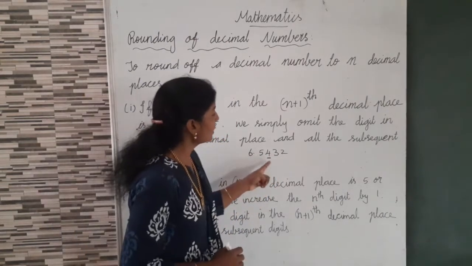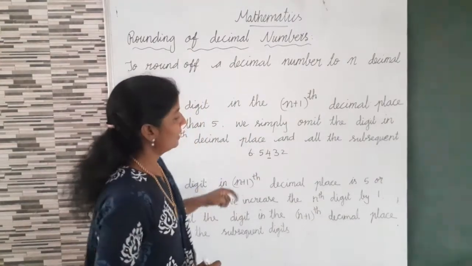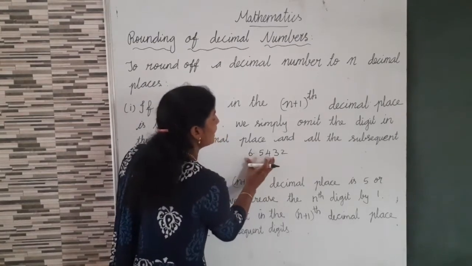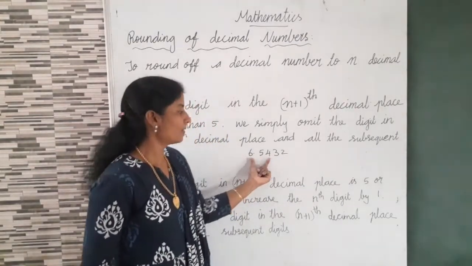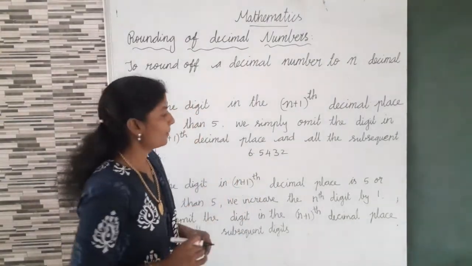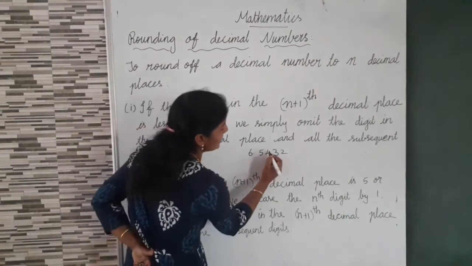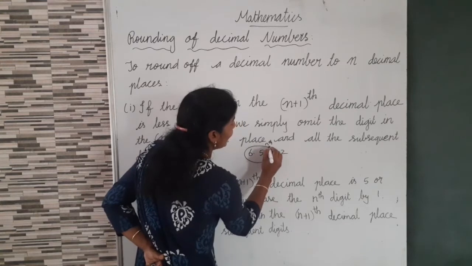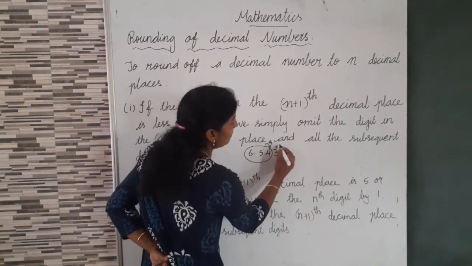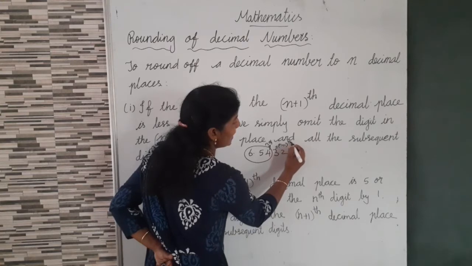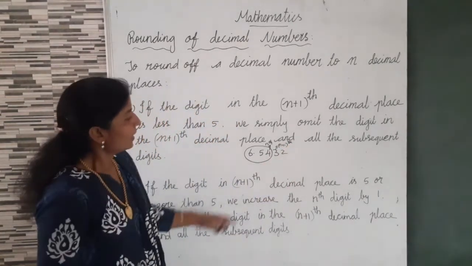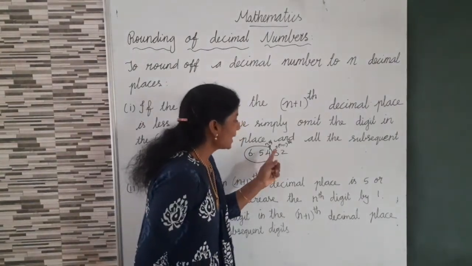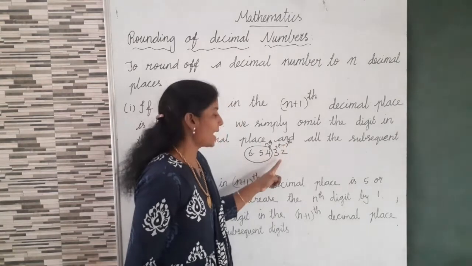Now, how can you round off this number? 6.54, we need only 3 significant figures. Okay, only 3 numbers are enough. What to do? Now we can see this is up to this. This is the nth term. This is the n plus 1th term. Up to the nth place is enough, so we look at the n plus 1th term.